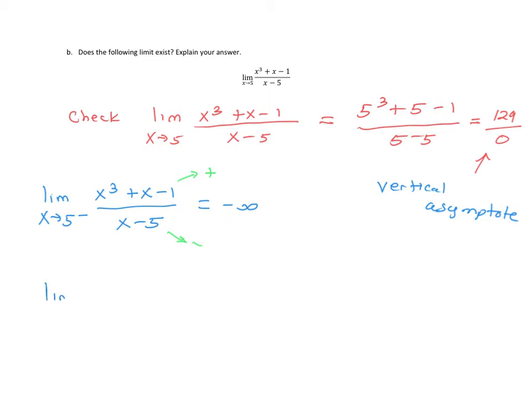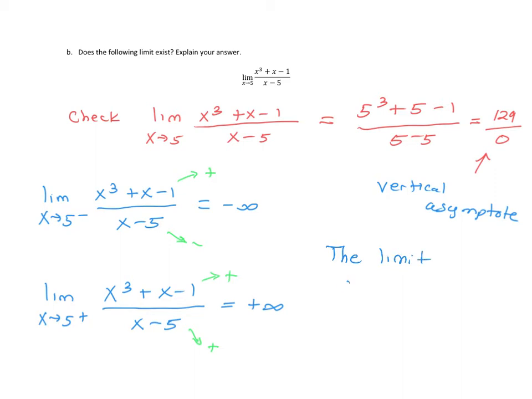Likewise, if you look at the limit as x approaches 5 from the right of this function, x cubed plus x minus 1 all over x minus 5, this is going to be positive infinity. And the reason for this is from the right, the top is still going to go to a positive number, the bottom is still going to remain positive. It's going to become infinite, but a positive over positive is something going to positive infinity. So the limit does not exist. And the reason is we have a vertical asymptote because on the left, one side is going to negative infinity, and on the other side, from the right, it goes to positive infinity.